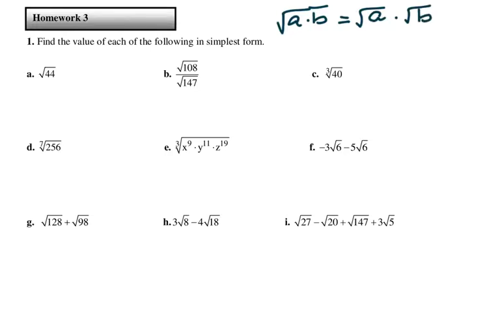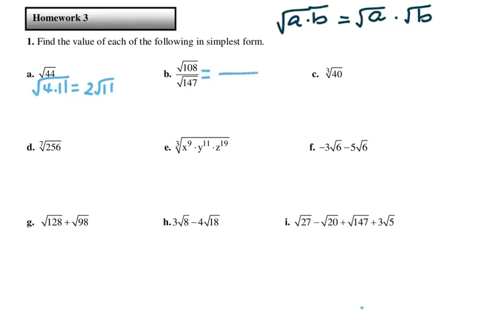So for square root of 44, I think we can spot that the square number that goes into this is 4. So 4 times 11. And splitting this up, root 4 would be 2 times root 11. So you see how we're using that property. Great, okay, so let's use the same thing in part B.